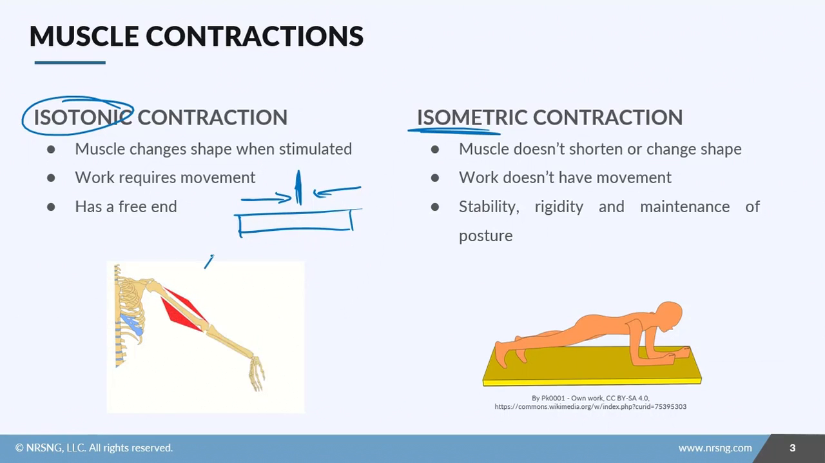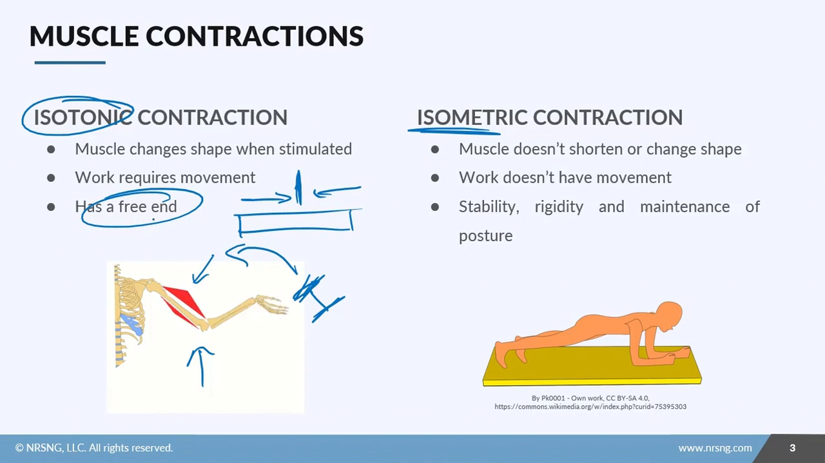So if you look at this bicep muscle, every time the muscle contracts, it gets shorter, but at the same time, it gets wider. The other thing about isotonic contractions is that the work requires movement. Here we're looking at the articulation of the elbow as the forearm moves up and down. You're getting this movement, and so you have this free end. Imagine this person has a dumbbell, and every time they lift it, the dumbbell is moving, so it's got a free end.